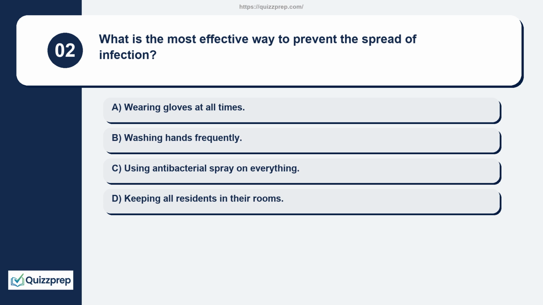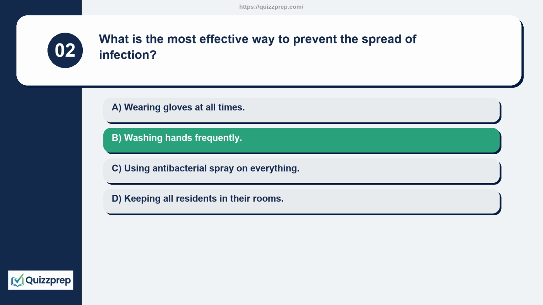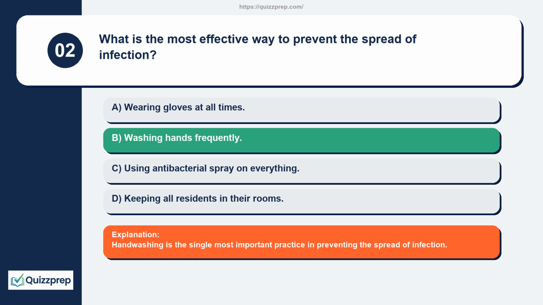Question 2. What is the most effective way to prevent the spread of infection? Wearing gloves at all times, washing hands frequently, using antibacterial spray on everything, keeping all residents in their rooms. Hand washing is the single most important practice in preventing the spread of infection.